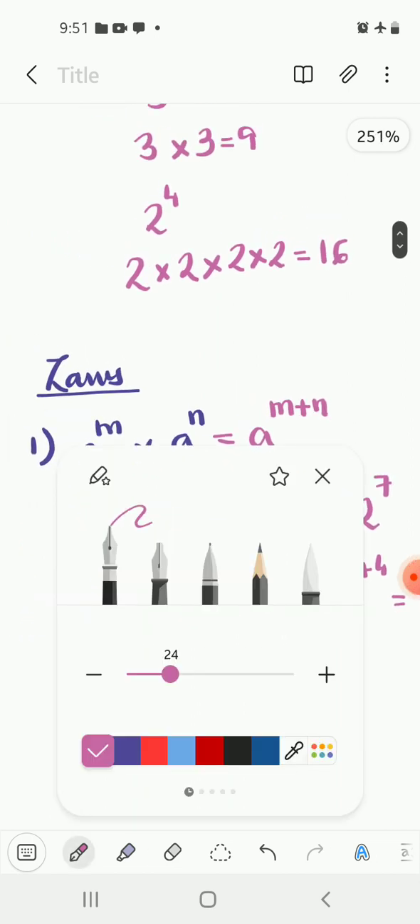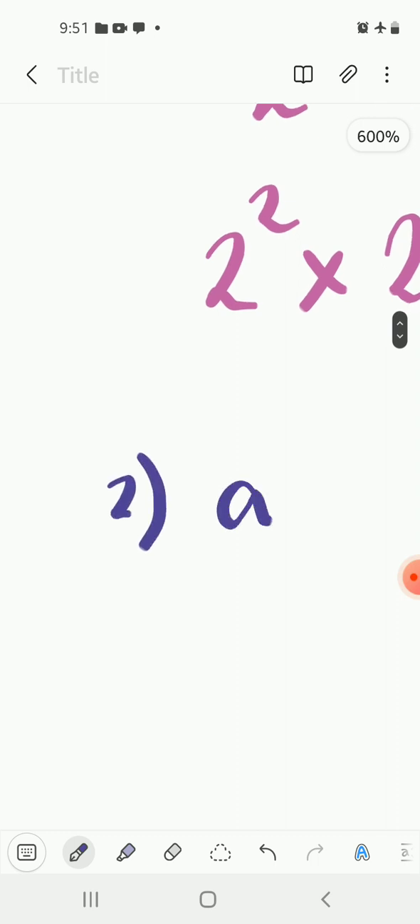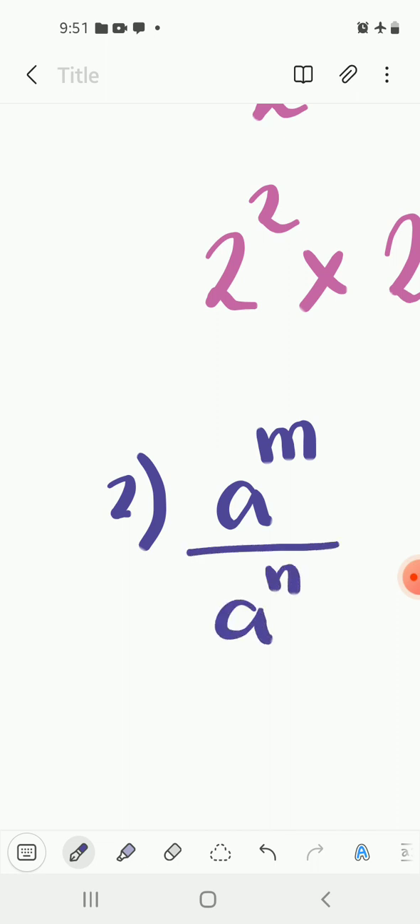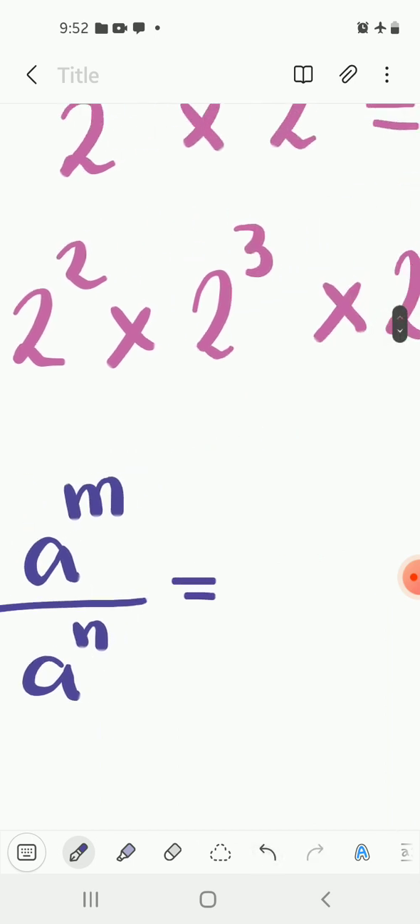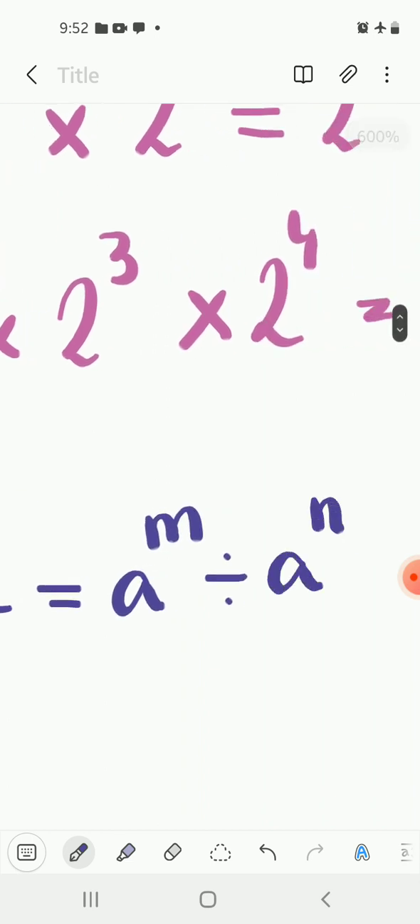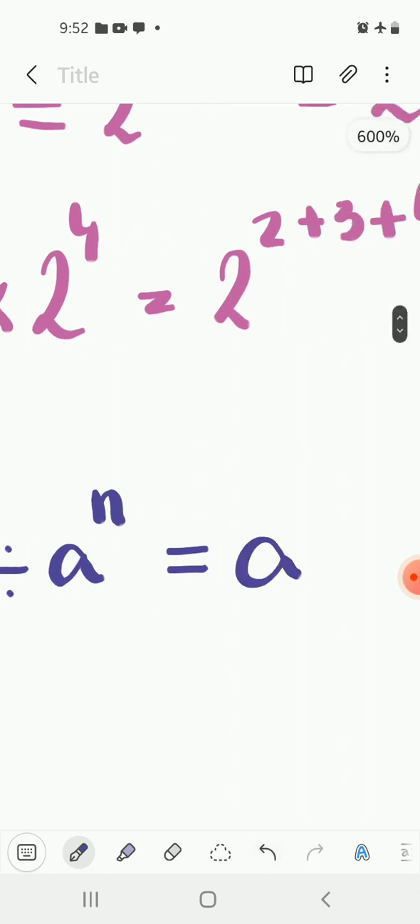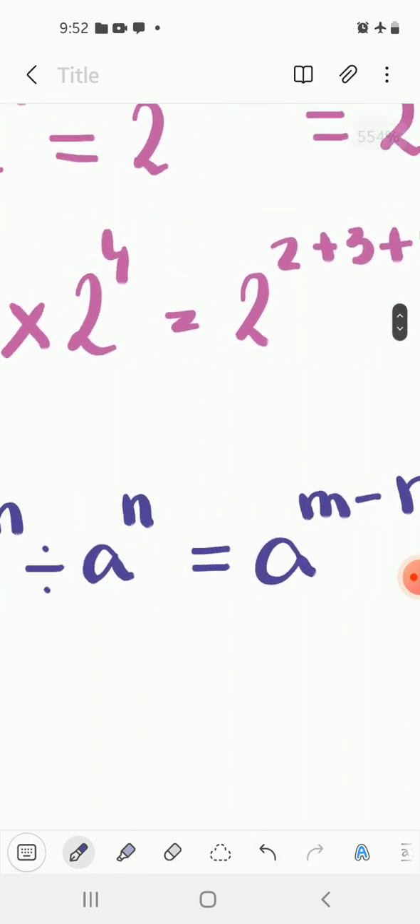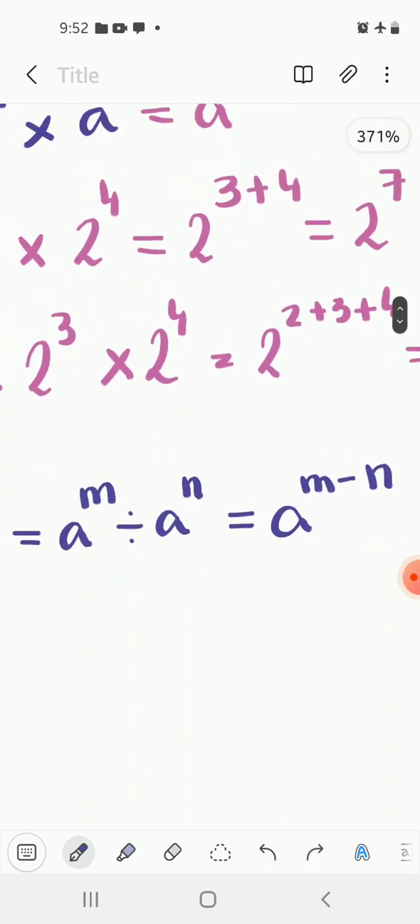Now we'll move to law 2. Law 2 states that if I am given a number such as a to the power m by a to the power n, the same thing, the base is the same and we have to divide. This can also be written as a to the power m divided by a to the power n, because the base is the same, that is a, and powers need to be subtracted because it is division. So a to the power m minus n, the first power minus the second one. This is how it is written.